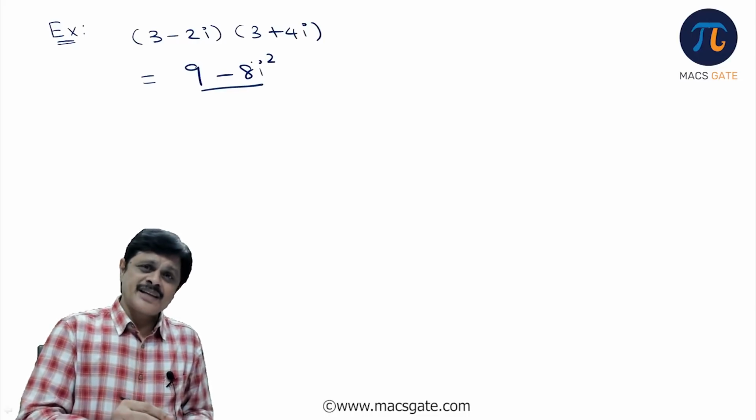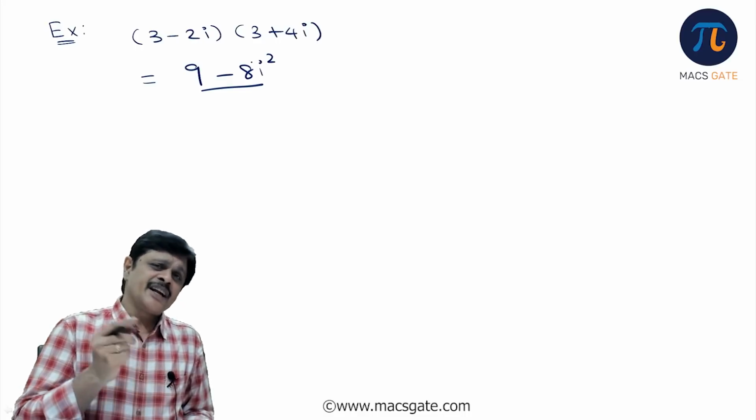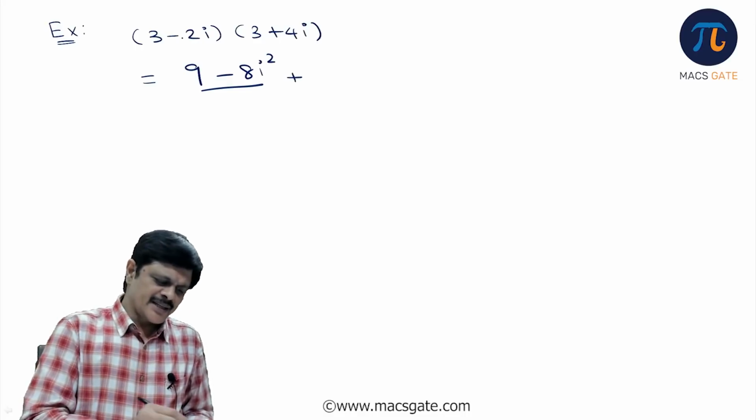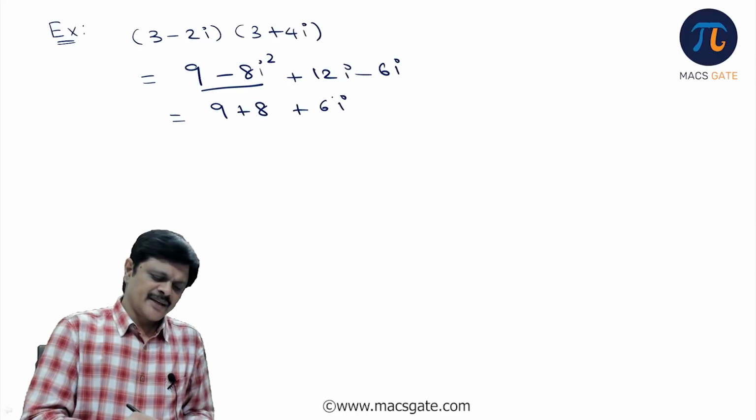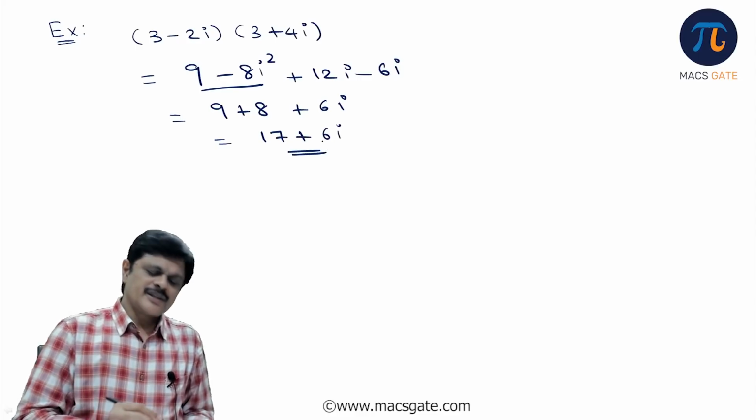Now real into imaginary is imaginary, imaginary into real is imaginary. That is 3 fours 12i minus 6i. So you can directly get minus 8 into i square, that is minus 1. So minus of minus plus 8. So 9 plus 8, and 12 minus 6 is nothing but 6i. So which is 17 plus 6i. So this is the idea.